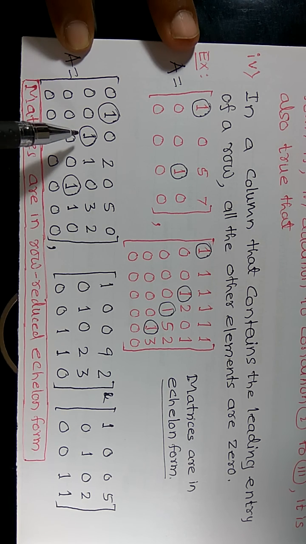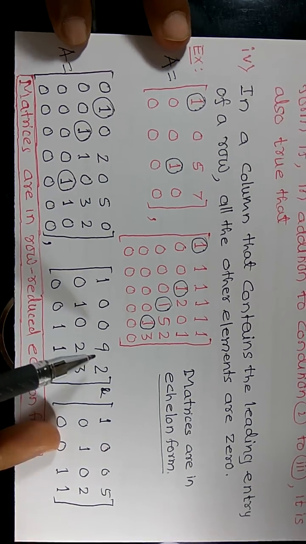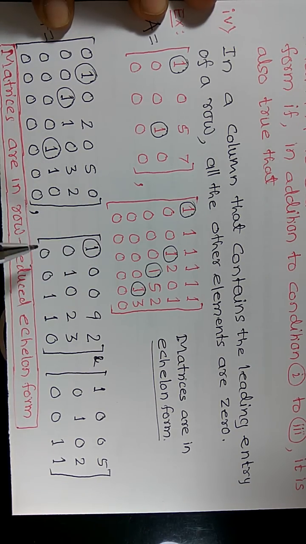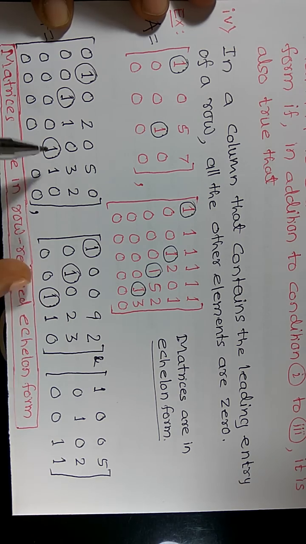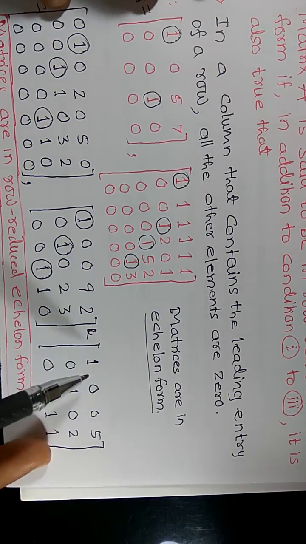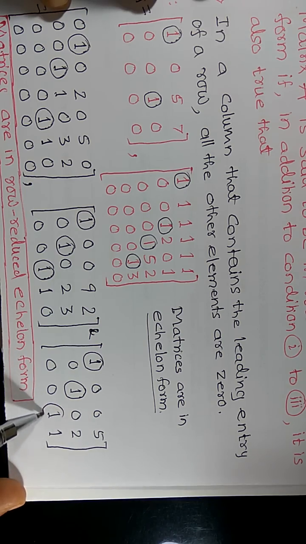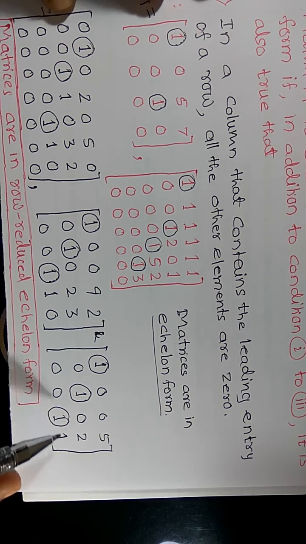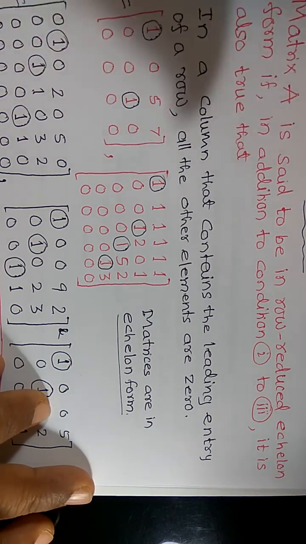What is the fourth condition? This is the leading element in the second row. In this column, other elements are 0. So 1 is the leading element, other elements are 0. Similarly, for each of the other leading elements, 1 is the leading element and the other elements in its column are 0. So these two are examples of row reduced Echelon form. Similarly, for these, 1 is the leading element and the other elements are 0. Therefore, these three are examples of row reduced Echelon form.